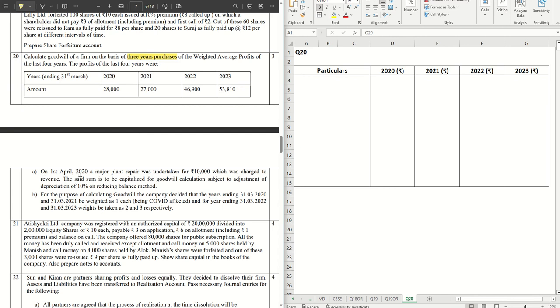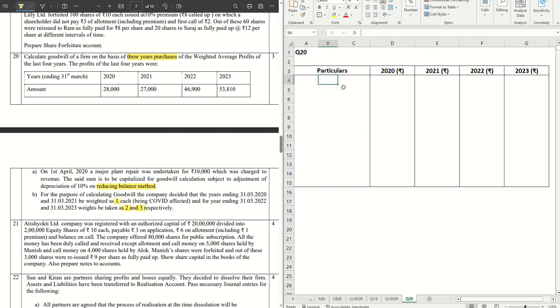On the 1st April 2020, a major plant repair was undertaken for 10,000, which was charged to revenue. This needs to be reversed. The said sum is to be capitalized for goodwill calculation, subject to adjustment of depreciation of 10% on reducing balance method, right? And for the purpose of calculating goodwill, we have the weights given. For the first 2 years, the weight is 1, and for the second 2 years, we have weights 2 and 3. All right, let's get started.